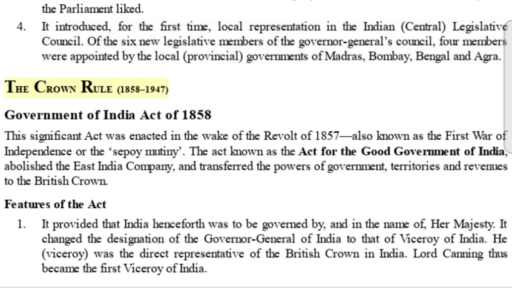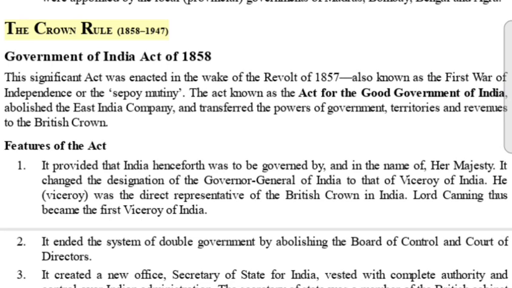The Crown Rule, 1858-1947. Government of India Act of 1858. This significant act was enacted in the wake of the Revolt of 1857, also known as the First War of Independence or the Sepoy Mutiny. The act, known as the Act for the Good Government of India, abolished the East India Company, and transferred the powers of government, territories and revenues to the British Crown.